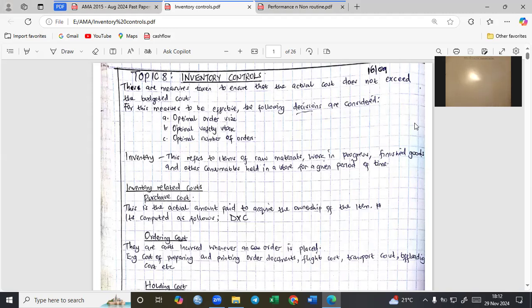Number two, the optimal safety stock. We shall take a look at that one later. Number three, the optimal number of orders.